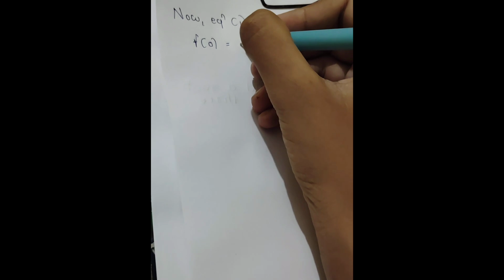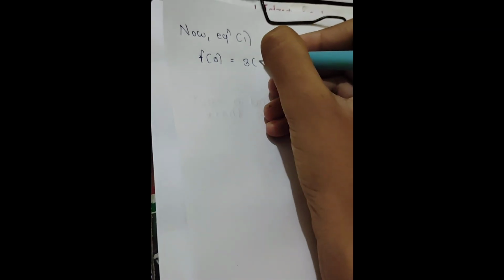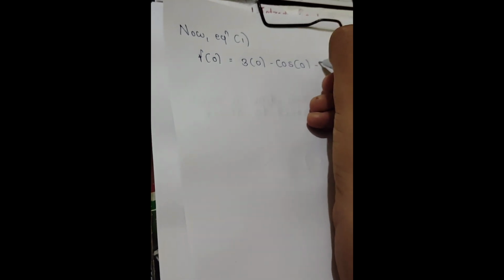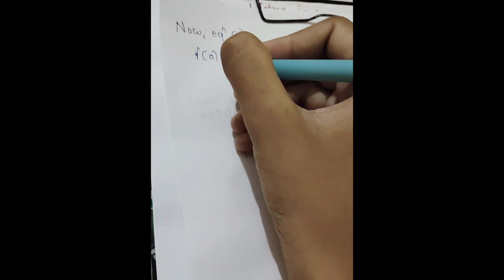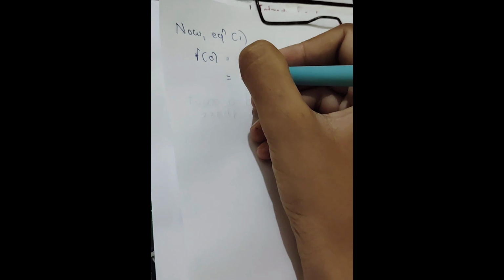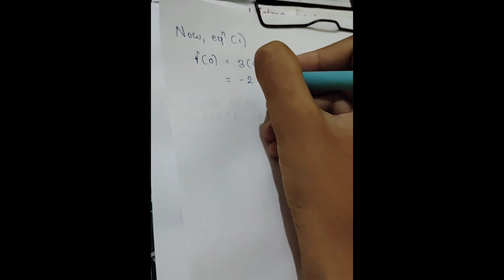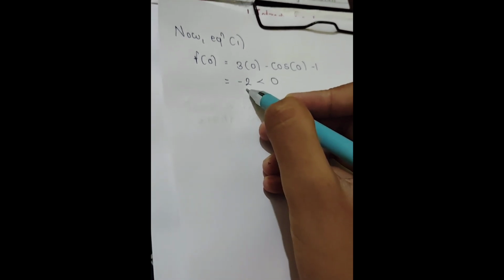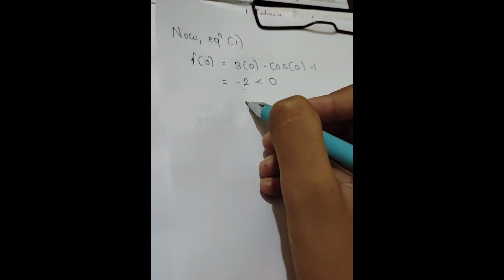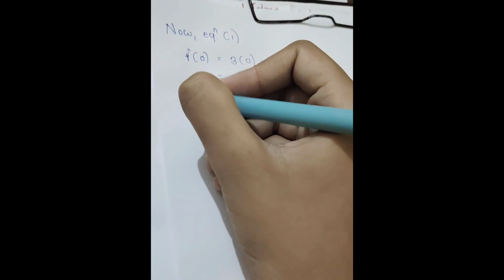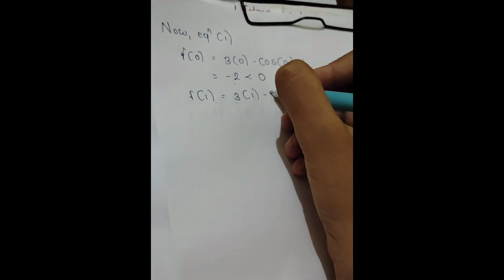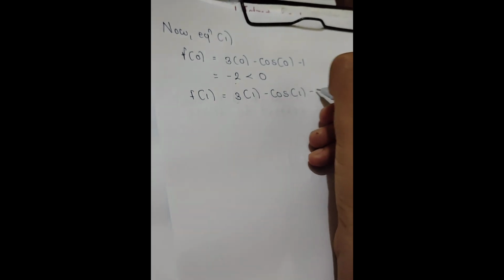So f(0) = 3(0) - cos(0) - 1. We get the answer on our calculator as -2, which is less than 0. So now we get a negative value, and we have to find out a positive value too. So we take f(1) = 3(1) - cos(1) - 1.